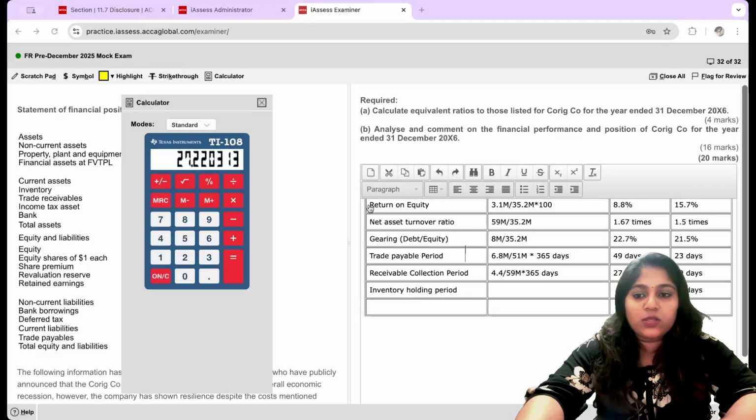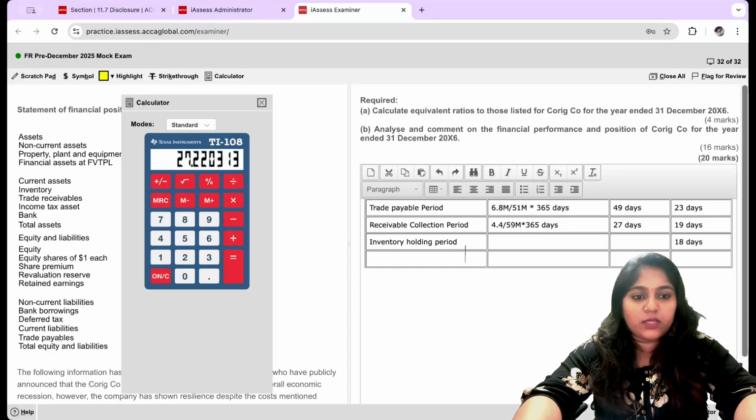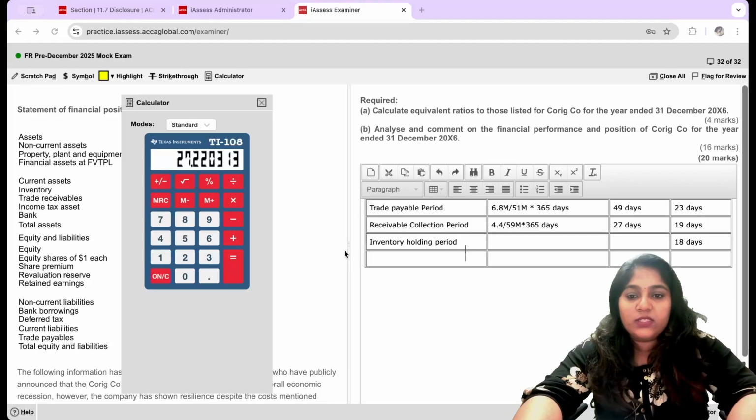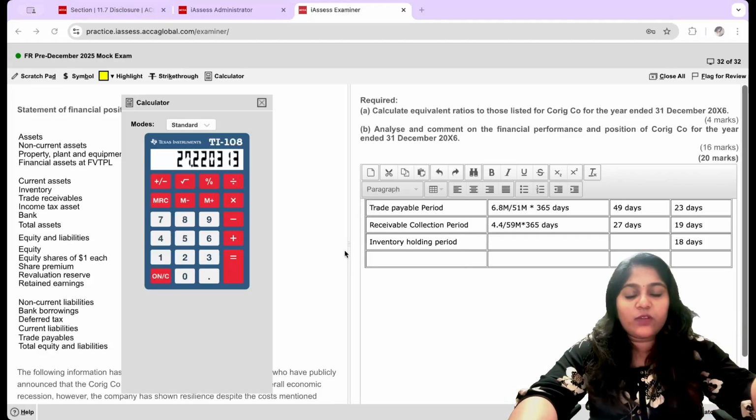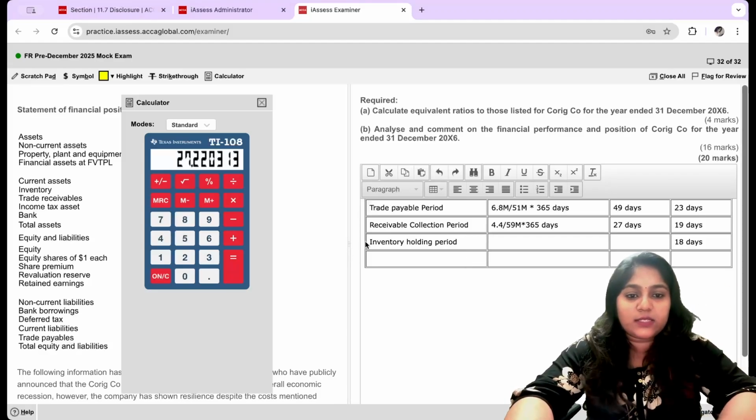So how do we calculate inventory holding period, guys? Inventory holding period is calculated through two things. What are the things that we require? One is our inventory, and the second one is cost of sales, multiplied by 365 days.